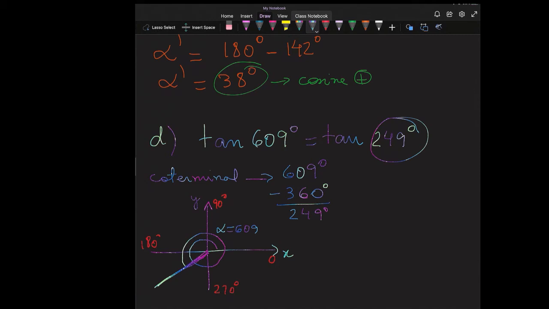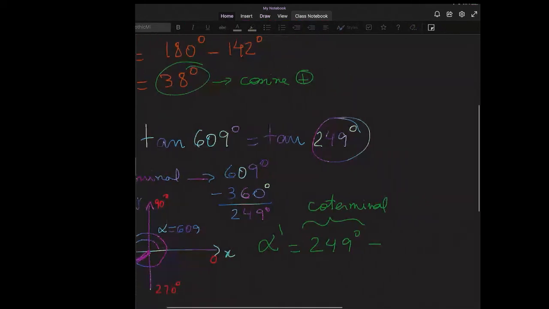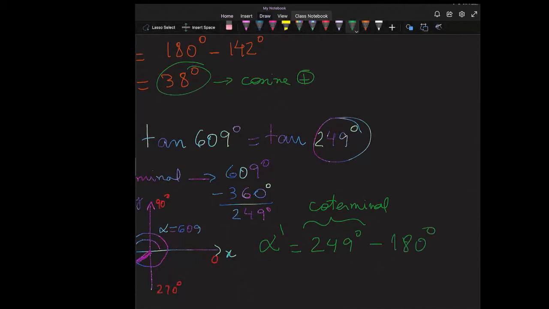But again, the exercise asked me to rewrite this, not using the coterminal, but the reference angle. Because it is in the third quadrant, we see that the alpha prime has to be this quantity right here. So alpha prime has to come from the 249, because if I subtract from 609, I will get something bigger than 90 degrees. I take the 249 and subtract 180. Notice that this is the coterminal, and I subtract from the coterminal 180. So alpha prime is 69 degrees.